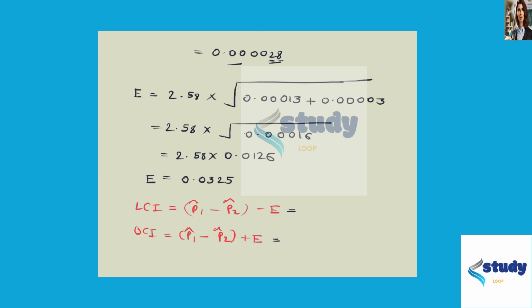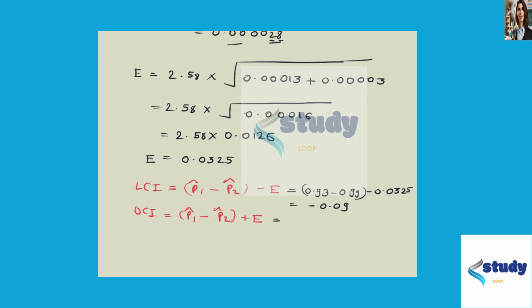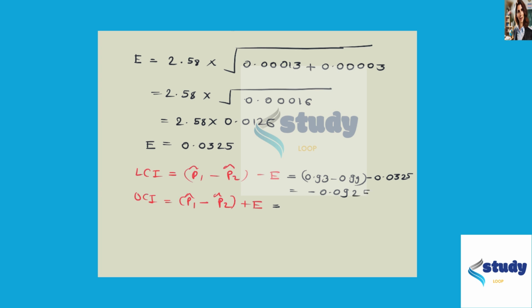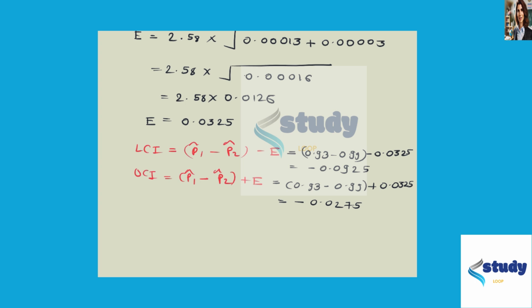After simplification we get the lower confidence limit equals 0.93 minus 0.99 minus 0.0325, which equals minus 0.0925, and here 0.93 minus 0.99 plus 0.0325, which equals minus 0.0275, and we have to round this value up to 2 decimal places.